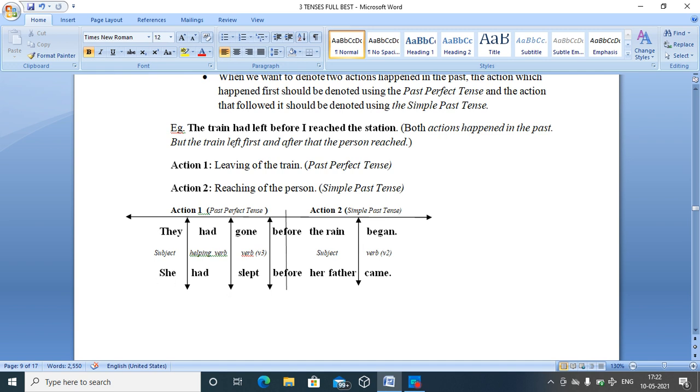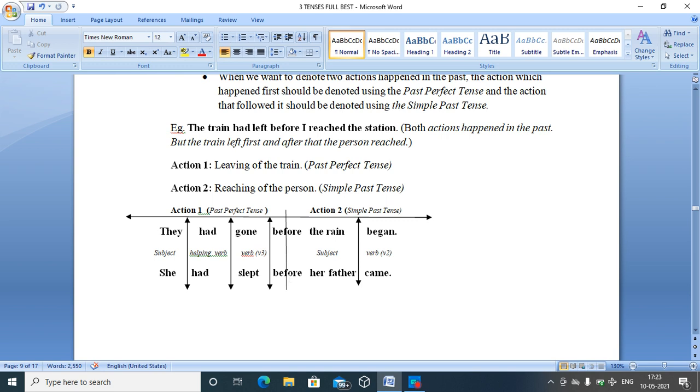Let us see one more example. She had slept before her father came. She is the subject of the first action. Had is the helping verb that matches if you want to opt for past perfect tense. She had. Sleep, slept, slept. Sleep is the basic form, the V1 form, but we have to use the V3 form only here. Slept only should be there, and it is opted. So that part is over. She had slept.